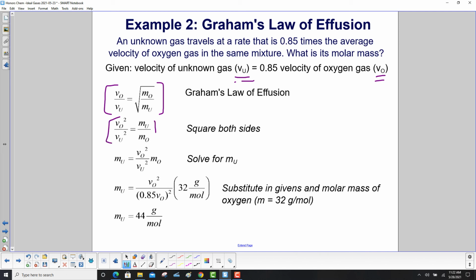We have this. We now solve for the mass of the unknown gas, so it will be V of oxygen squared over V of unknown gas squared times the molar mass of oxygen. We substitute in our givens. Here's the velocity of oxygen squared, and the velocity of the unknown gas is 0.85 times the velocity of oxygen, so we put that there. And then we have our molar mass of oxygen, which we get from the periodic table. Carry out the math, and the molar mass of the unknown gas is 44 grams per mole.